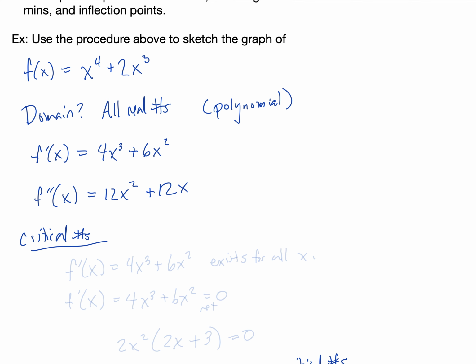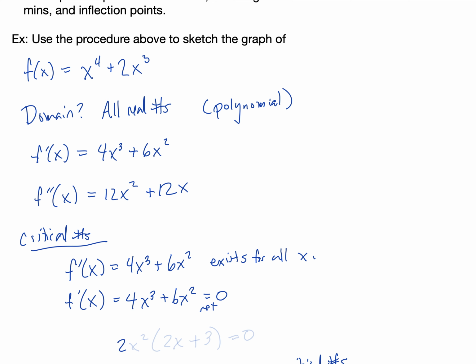All right, so to find the critical numbers, the places where our first derivative could be equal to 0 or does not exist, here f prime of x is 4x cubed plus 6x squared. This exists for all values of x. So now we want to figure out where are the places where the first derivative is equal to 0. 4x cubed plus 6x squared equals 0. We're setting it equal to 0 and solving it for x.